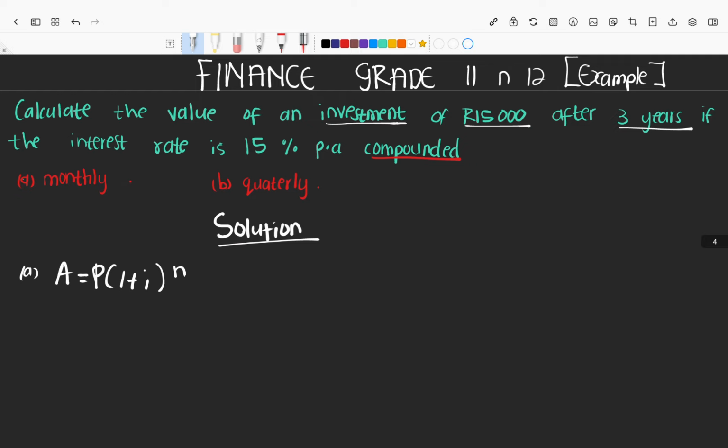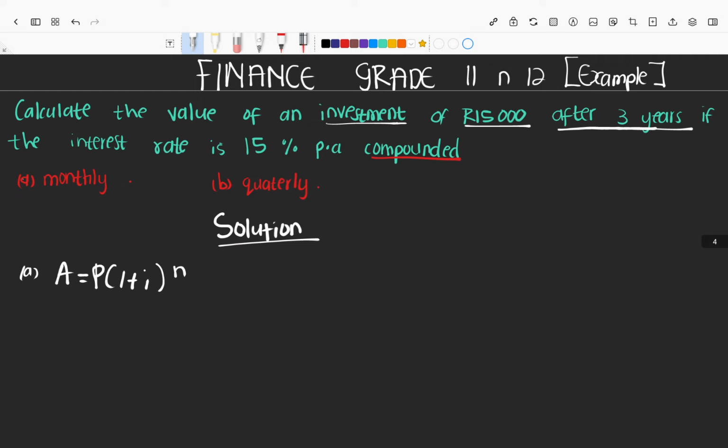It's really important to be able to bring each and every scenario into real life. In that way, it's going to be a lot more simple. I'm telling you, finance is going to be really simple if and only if you're able to bring the scenarios into real life. I have 15,000 now, and I want to take it to the bank and see the amount of money after 3 years. That means I'm looking for my accumulated amount, the future amount. So we're actually looking for A.